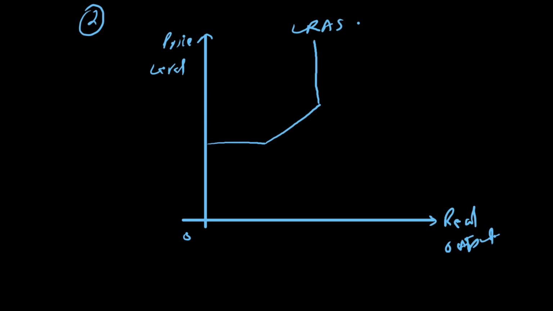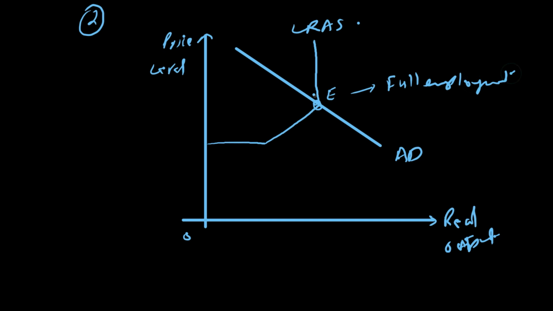We have real GDP or real output on X, you can write either one. The aggregate demand curve is a normal demand curve, negatively sloped like this, and this is AD. This point of equilibrium is also known as full employment. When full employment is achieved, the aggregate supply curve becomes a vertical straight line. So this vertical segment of the aggregate supply curve shows full employment in the economy.